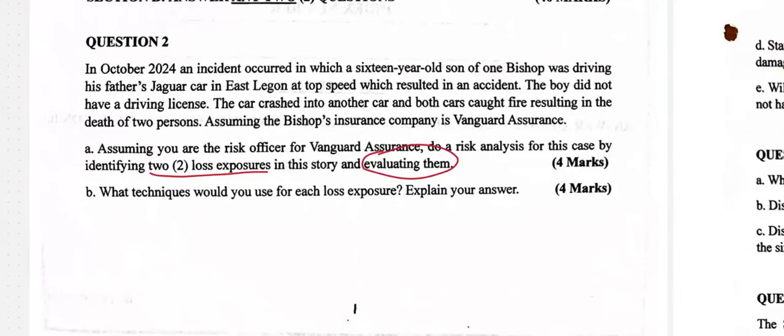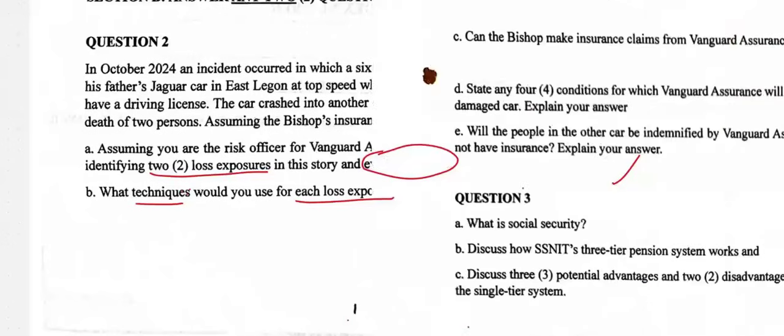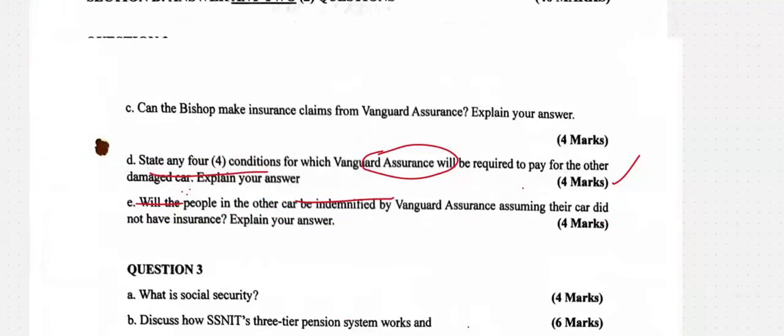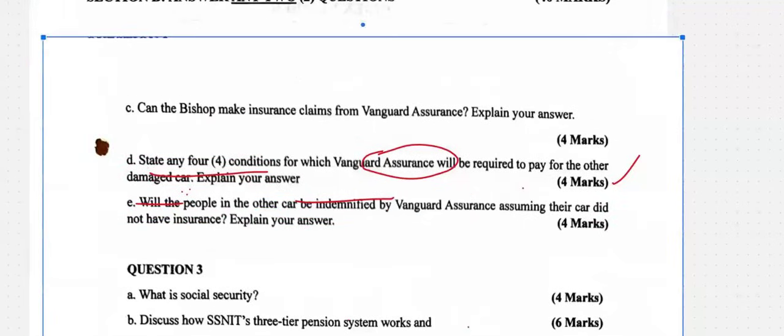B, what techniques, they can say methods, they can say measures, they can say approaches, would you use for each loss exposure? Explain your answer. 4 marks. So we are back to the risk management staff. C. Can the bishop make insurance claims on Vanguard Assurance? Explain your answer. 4 marks.